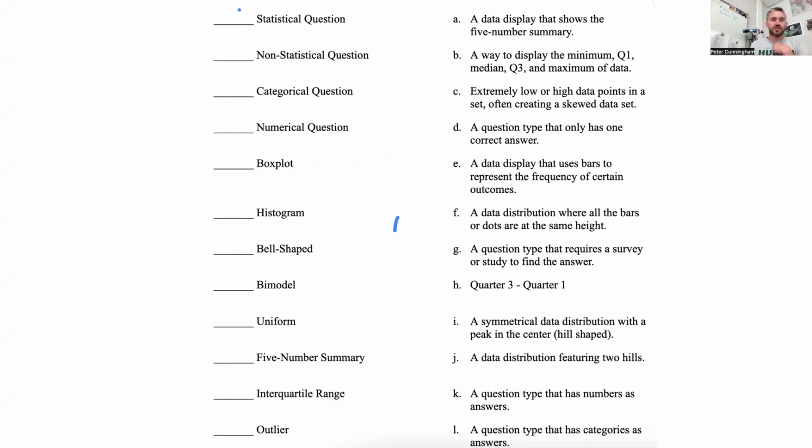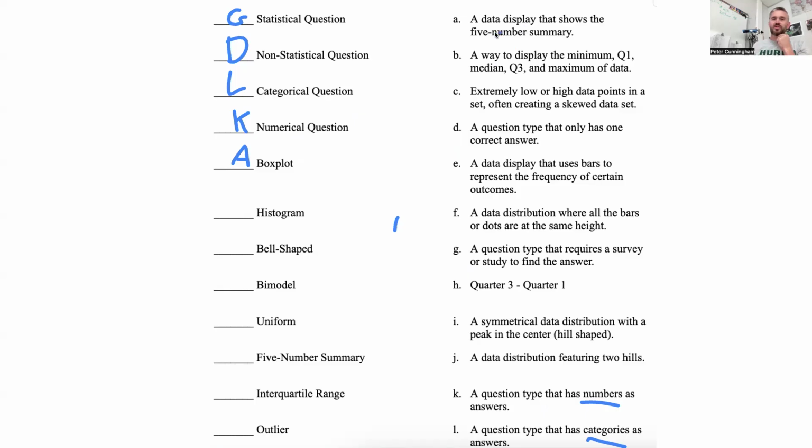So the statistical question would be definition G. We got D, L, K, A. Let's go through these. Statistical question, that's a question that requires a survey or study to find an answer. Non-statistical, those are questions that only have one answer. There's no variability there. Categorical question, keyword category, right? A question that has categories. A numerical question, K, is a question type that has numbers. Again, keyword number, numerical.